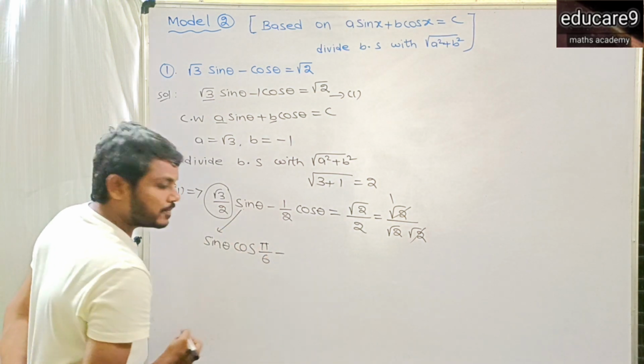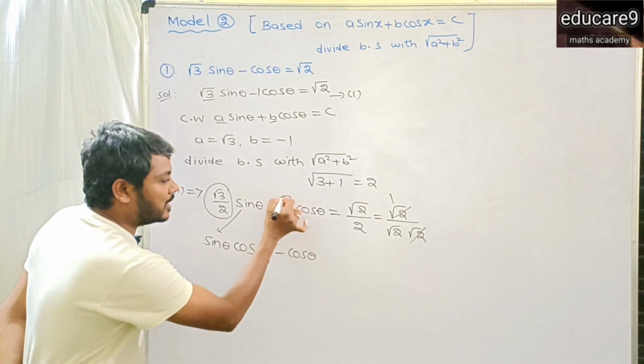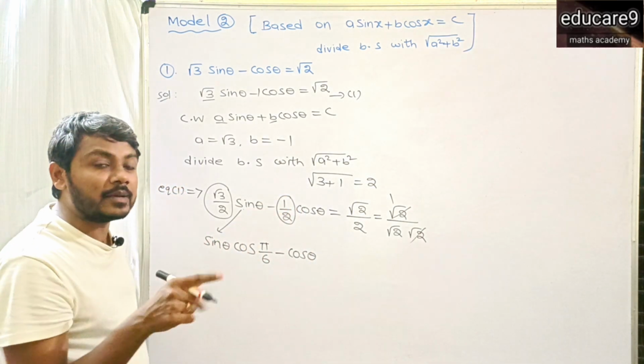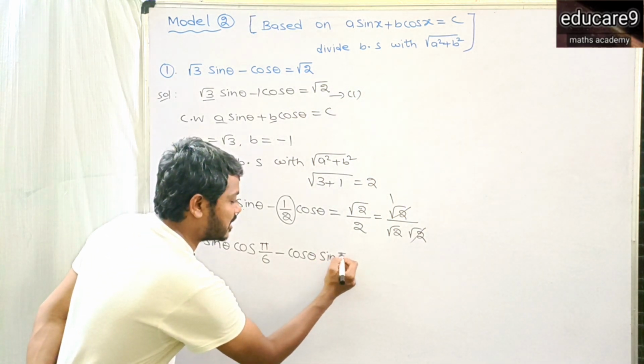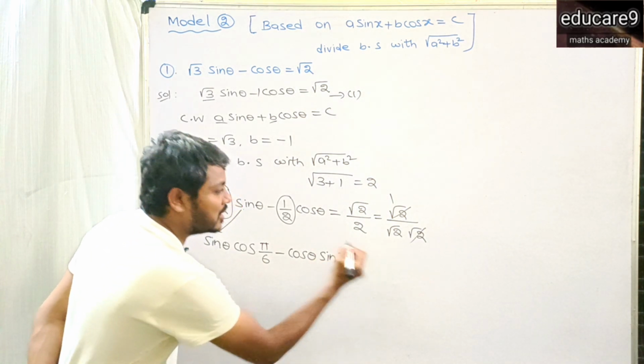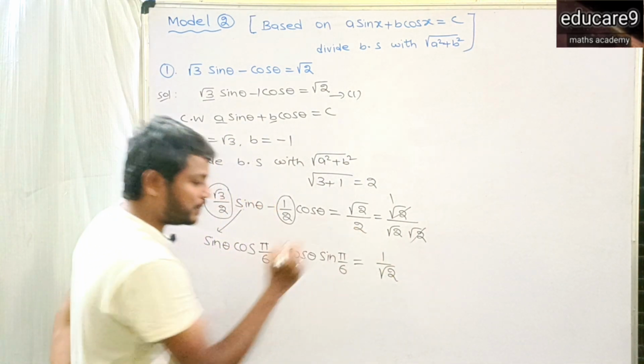And minus, write first cos theta. Again this 1 by 2, write in terms of sin. That is sin 30, again sin pi by 6. Which is equal to what? Right hand side, 1 by root 2.